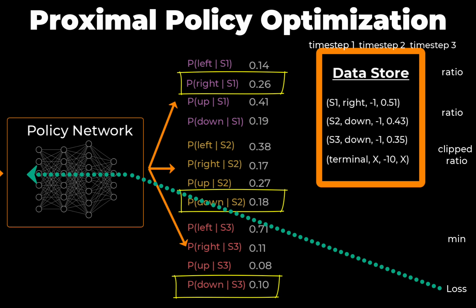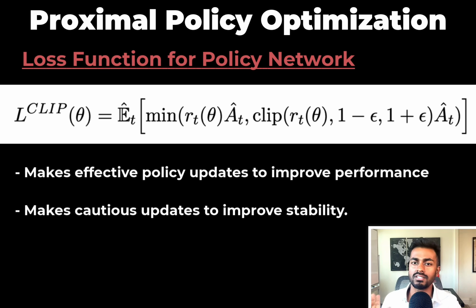So this is quite a bit of steps, but overall, the loss function strikes a balance between making effective policy updates to improve performance and making cautious policy updates to improve stability. And effectively, the value function network and the policy network are trained together, and that is PPO.